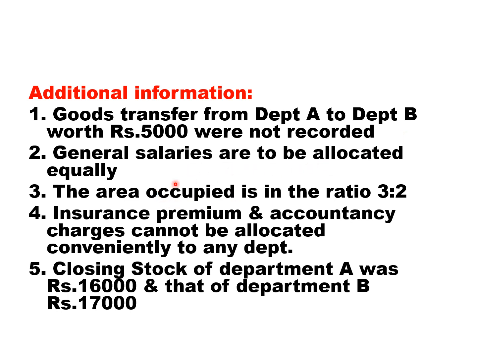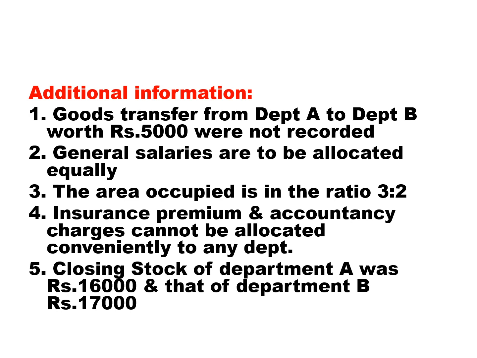General salaries are to be allocated equally. The area occupied is in the ratio of 3:2. That means rent to be distributed in 3:2. Insurance premium and accountancy charges cannot be allocated conveniently to any department. So to be taken to general PL account. So when any expenses cannot be distributed conveniently, it's advisable to transfer to general PL account. The closing stock of Department A was 16,000 and that of Department B is 17,000.